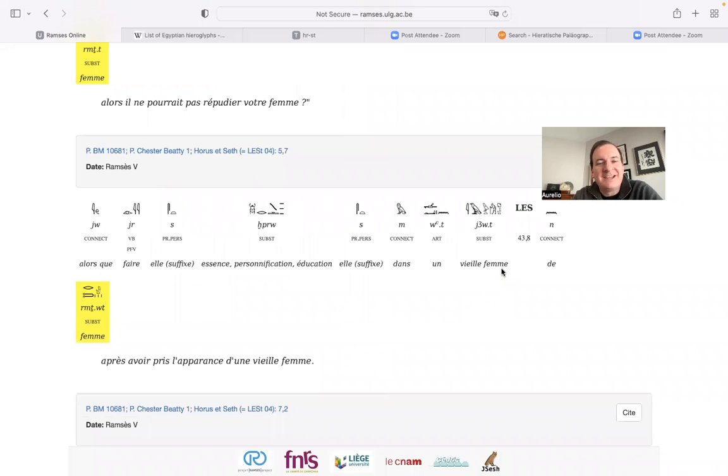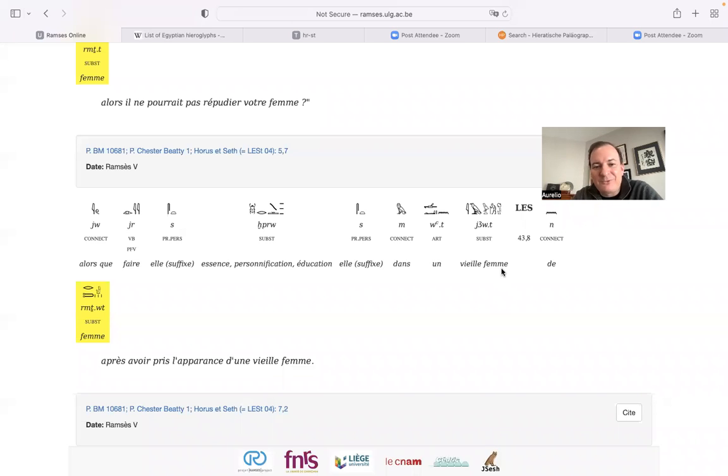Why? For two reasons. One, it tells you the gender, but what's even better is it tells you that whatever comes next is a noun. So if you're not that strong in Middle Egyptian grammar like me, and you come across Late Egyptian and it tells you every single noun that it is a noun, oh, that's just heaven.